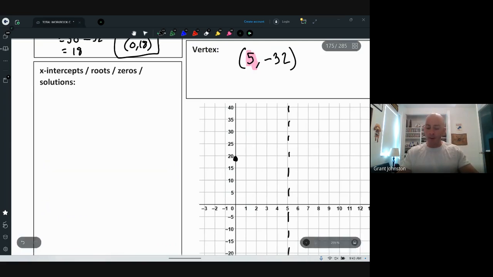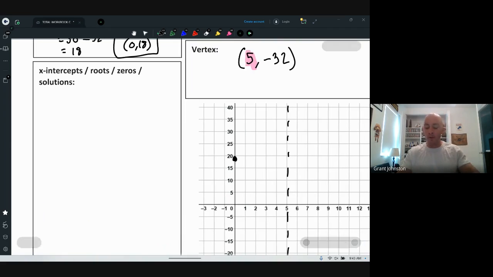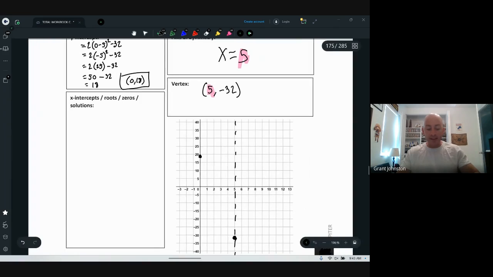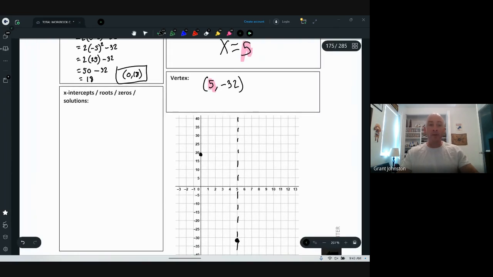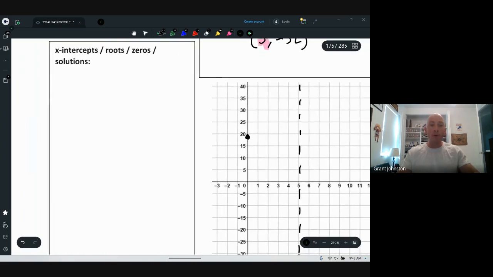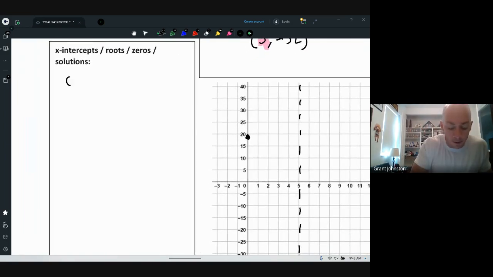Now, before we continue, let's just get the roots. Okay, so we got the y-intercept. We got the vertex. Now we need the x-intercepts. We need the roots, the zeros, the solutions. Those are all synonyms for x-intercepts. So remember, we plug in 0 for y in order to find the x-intercepts.